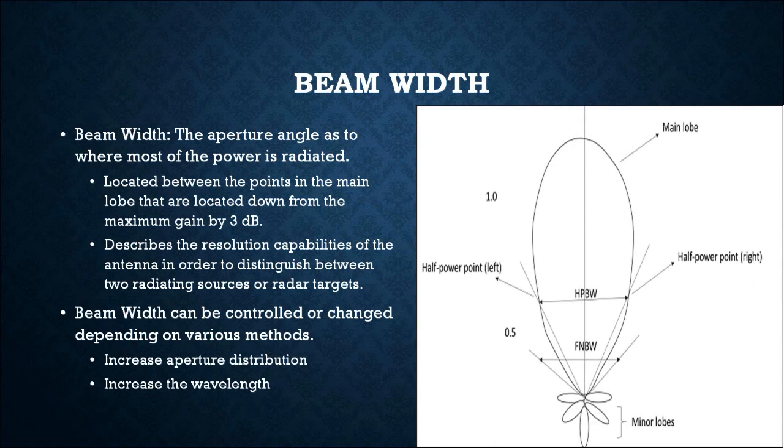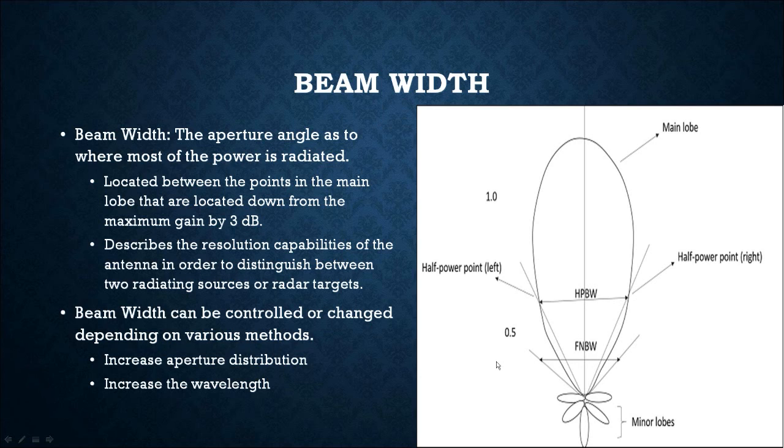So the first thing you would ask yourself is, what is beam width? Beam width is the aperture angle where most of the power is radiated, located between the points in the main lobe that are down from the maximum gain by 3 dB. Normally these beam widths are associated with other beam widths, which, as you can see on this chart, are the half power and the first null beam widths.